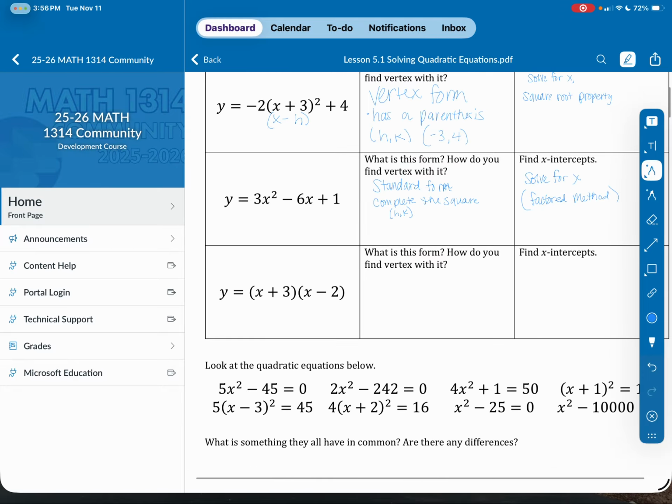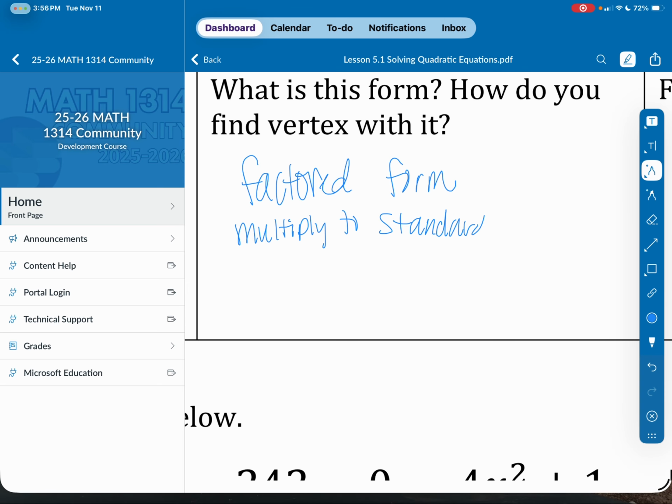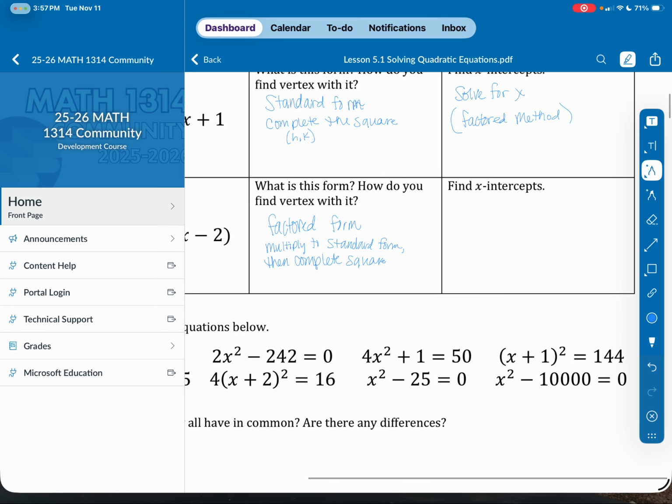And then we have our next form, which is our factored form. We know it's factored because it has two sets of parentheses. To find your vertex, it actually takes a couple of steps. The first thing you have to do is multiply to get it into standard form, and then we would complete the square to find our vertex. And then the way to find our x-intercepts on this one is just to solve for x.